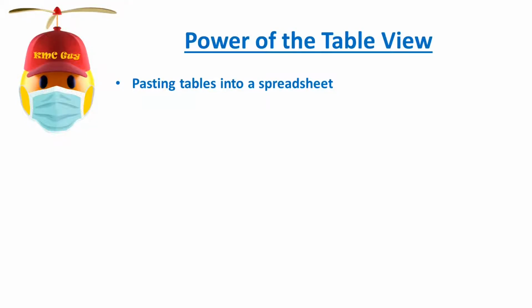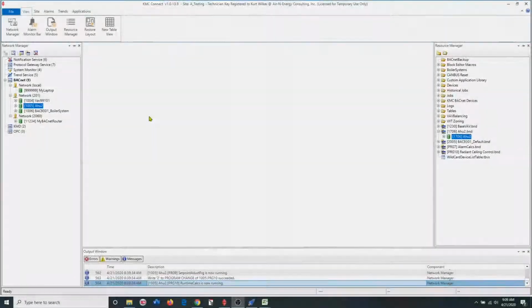Next, I'll show you how to paste tables into spreadsheets. One of the tasks I recommend everybody perform is point-to-point checkout of all the inputs and outputs on a controller. To make that task easier, it's best to have a checkout sheet. In this video, I'm going to show you how to cut and paste the table views of inputs and outputs into a spreadsheet to make a checkout sheet.